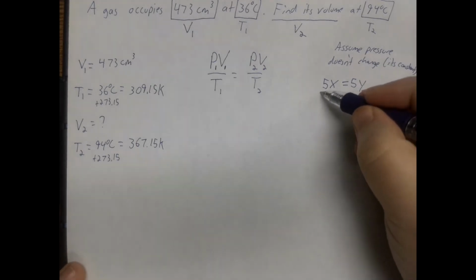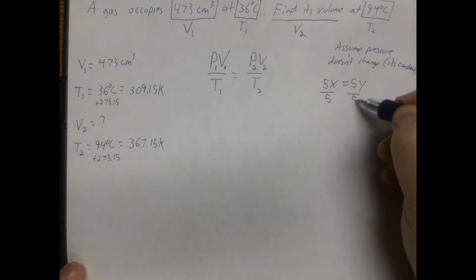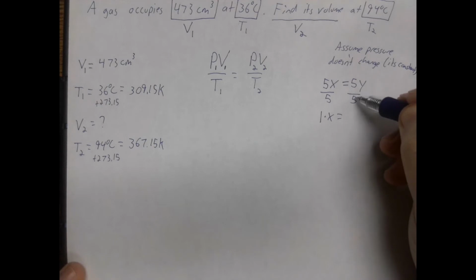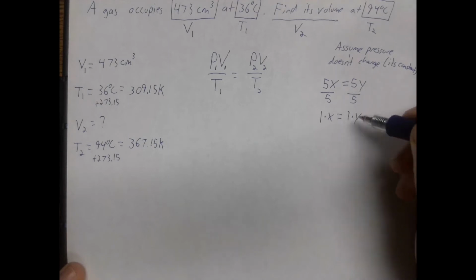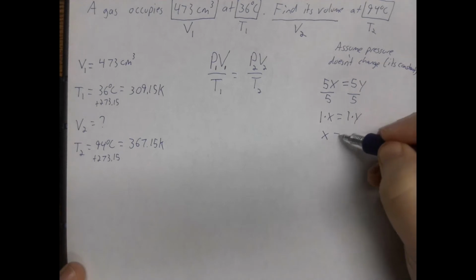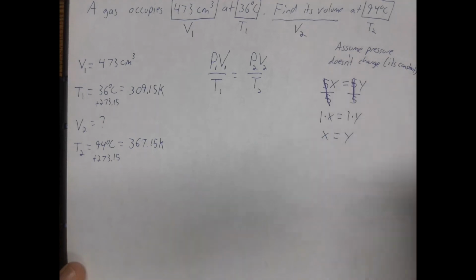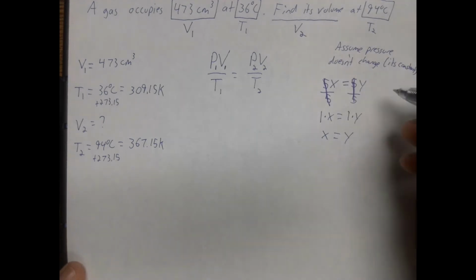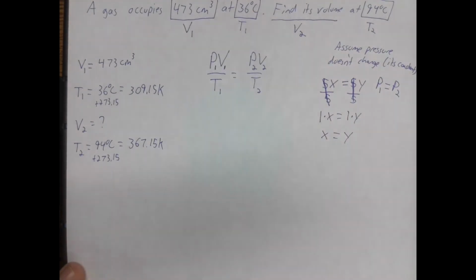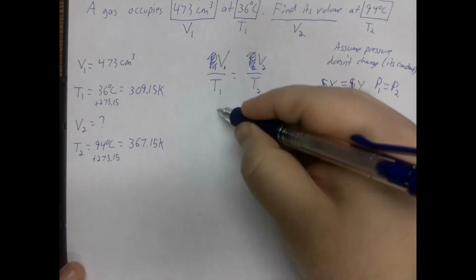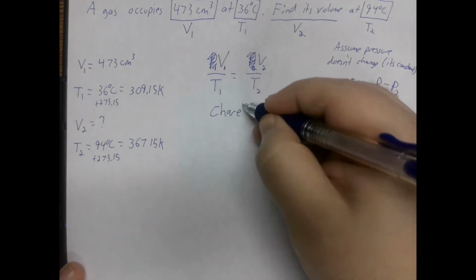So if I were to divide both sides by 5, 5 divided by 5 is 1, so that's 1x. And 5 divided by 5 is 1 times y. 1 times anything is anything. So if something appears on both sides of the equation, you can remove it. If we assume that pressure doesn't change, that means that P1 is really equal to P2. And it's on both sides of the equation, so we can just remove it, which gives us Charles's law.